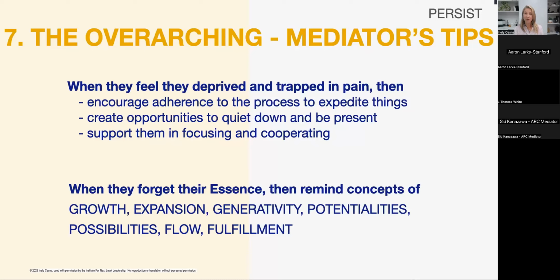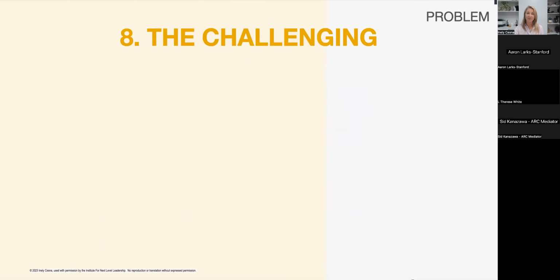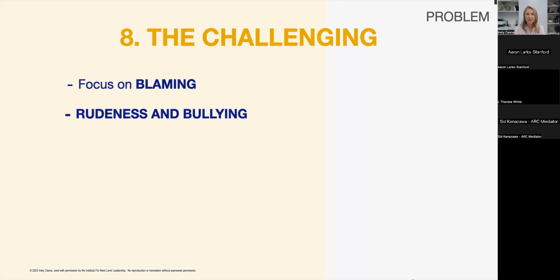Okay, we have two more to go. Let's go into the eight pattern, which we call the challenging. The challenging is a pattern that is very prominent in conflict. It's the blaming. The challenging is always blame. You've got to find someone to blame too.